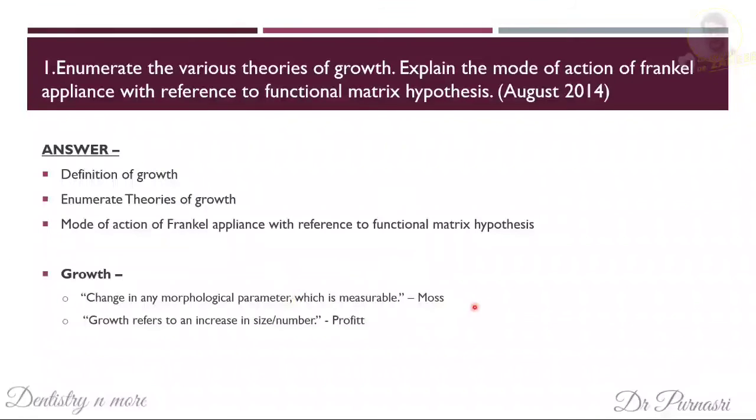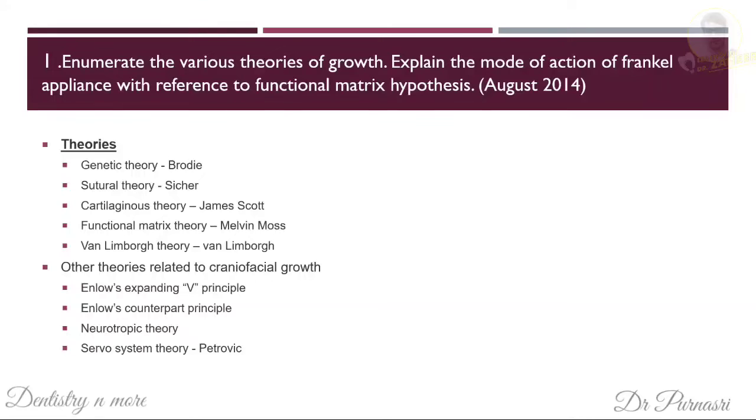So first you define growth. Then we list out the theories of growth. Genetic theory by Brody, Sutural theory by Sicher, cartilaginous theory by James Scott, functional matrix theory by Melvin Moss, Van Limburg theory by Van Limburg. Then there are other theories related to craniofacial growth. These are the Enlow's expanding V principle, Enlow's counterpart principle, neurotrophic theory, and the servo system theory by Petrovic. This is a very important list of theories because this has frequently been asked, that is enumerate various theories of growth.